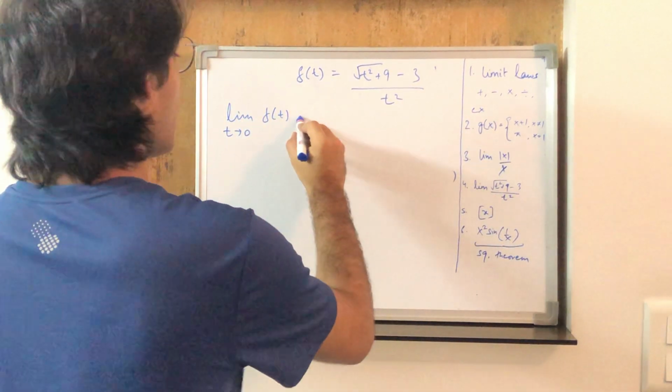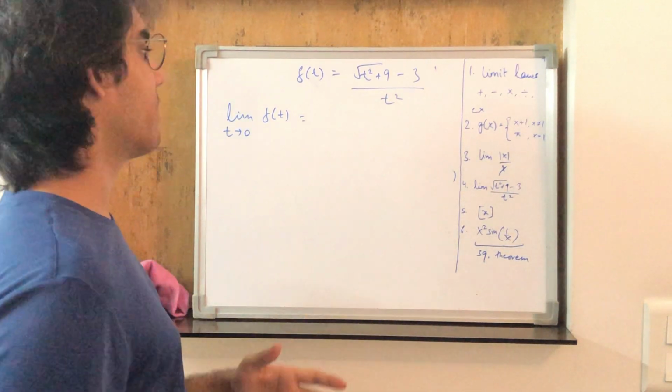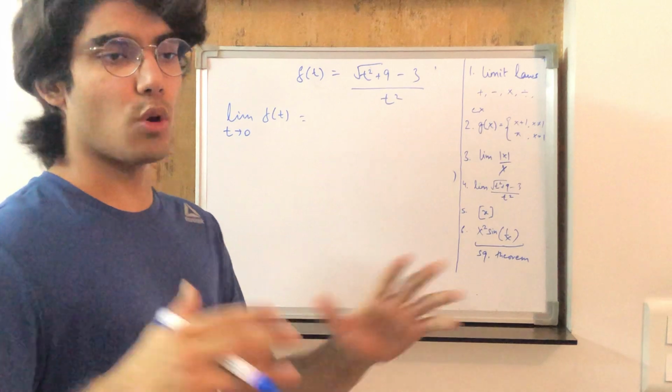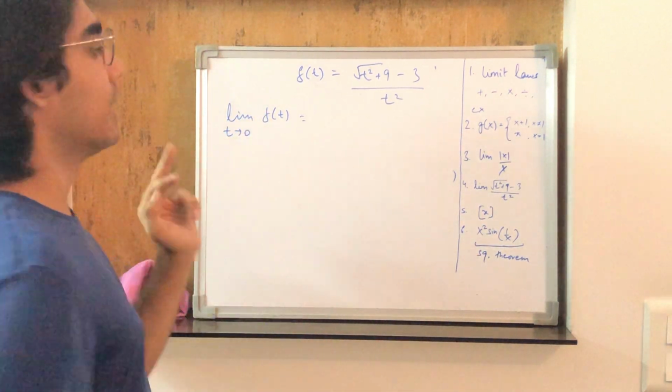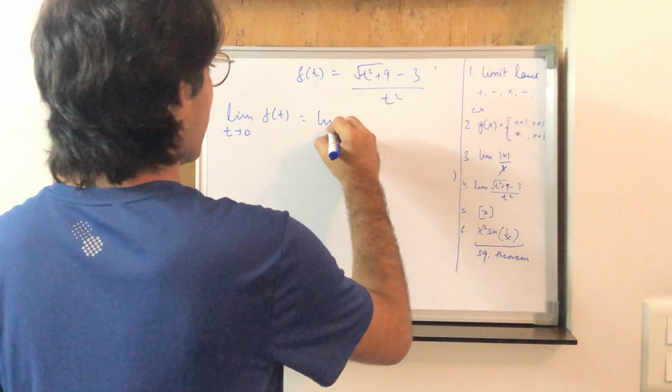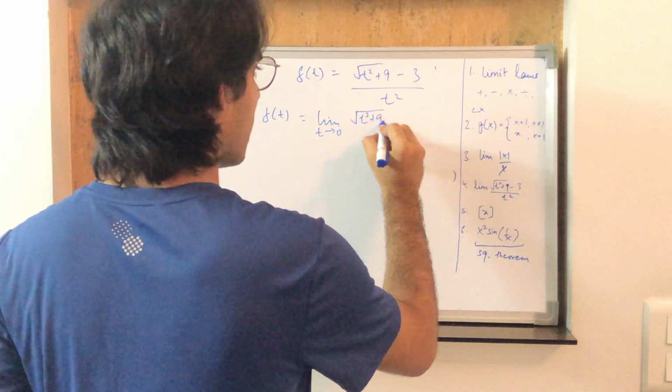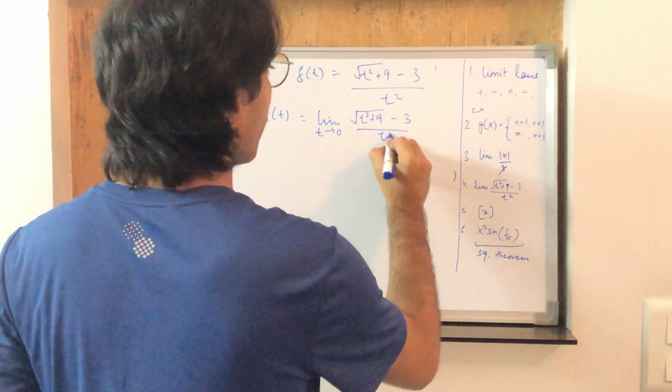How do I do that? I can take the left and right hand limit, but I'm just going to go with my gut and see what I get when I just take the overall limit, right? Limit t tending to 0 of f of t, I'm going to get limit t tending to 0 of root t squared plus 9 minus 3 over t squared.